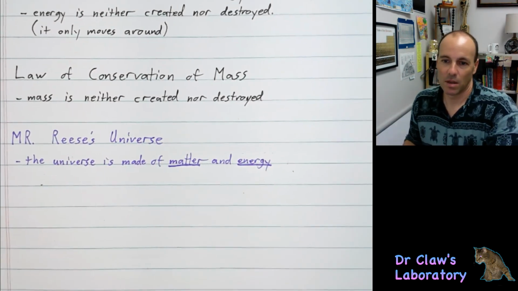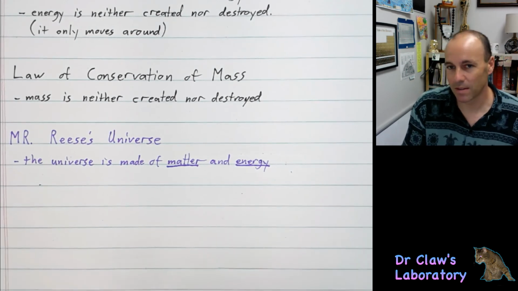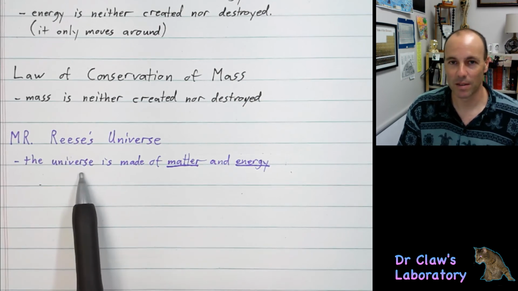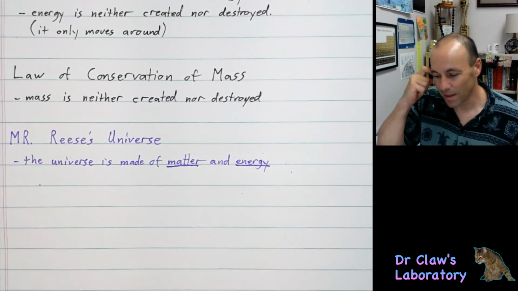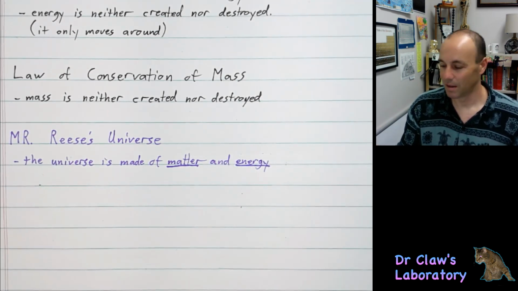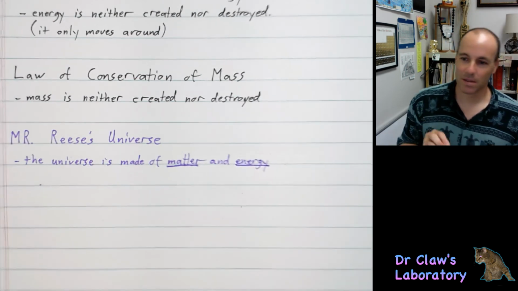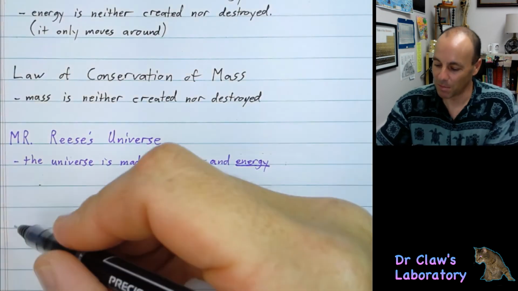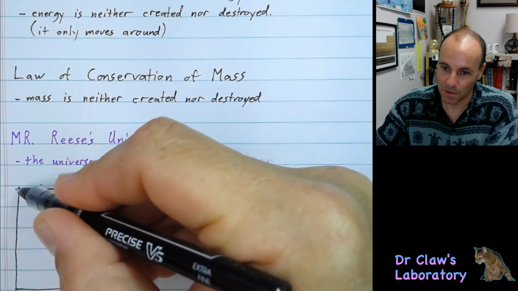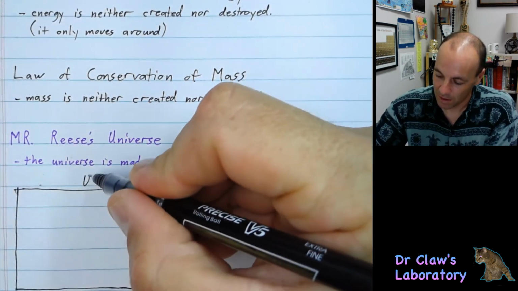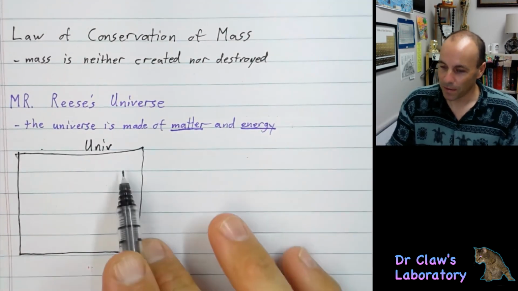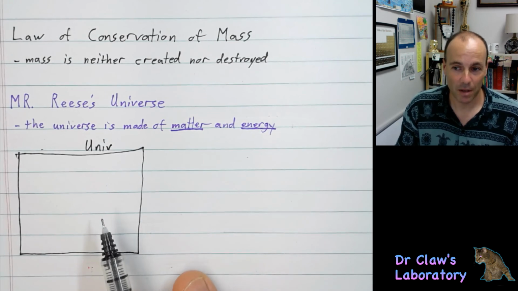Mr. Reese, someone I used to work with, highly respect. He likes to say, I think maybe day one of his Gen Chem 1, that the universe is made of matter plus energy. Okay? So the idea is that you look out there, the whole universe. If you were somehow able to draw a boundary around it, suppose this is your universe right here. Now, the universe has a certain amount of matter in there.